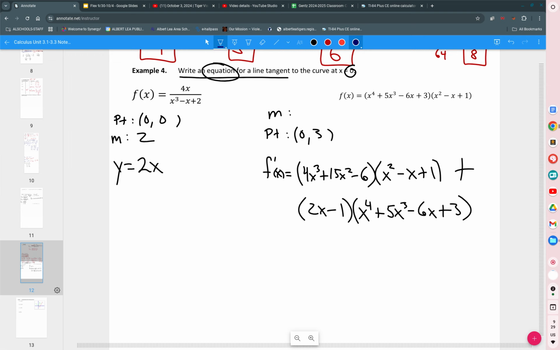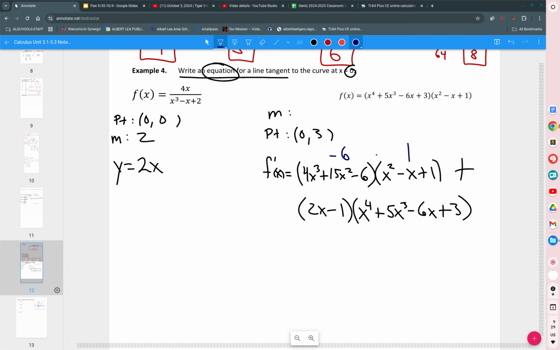Jacob, should I multiply these all out? No. But wouldn't it look nice and pretty in the end? Too much work. Instead, what should I just do? Plug in 0.